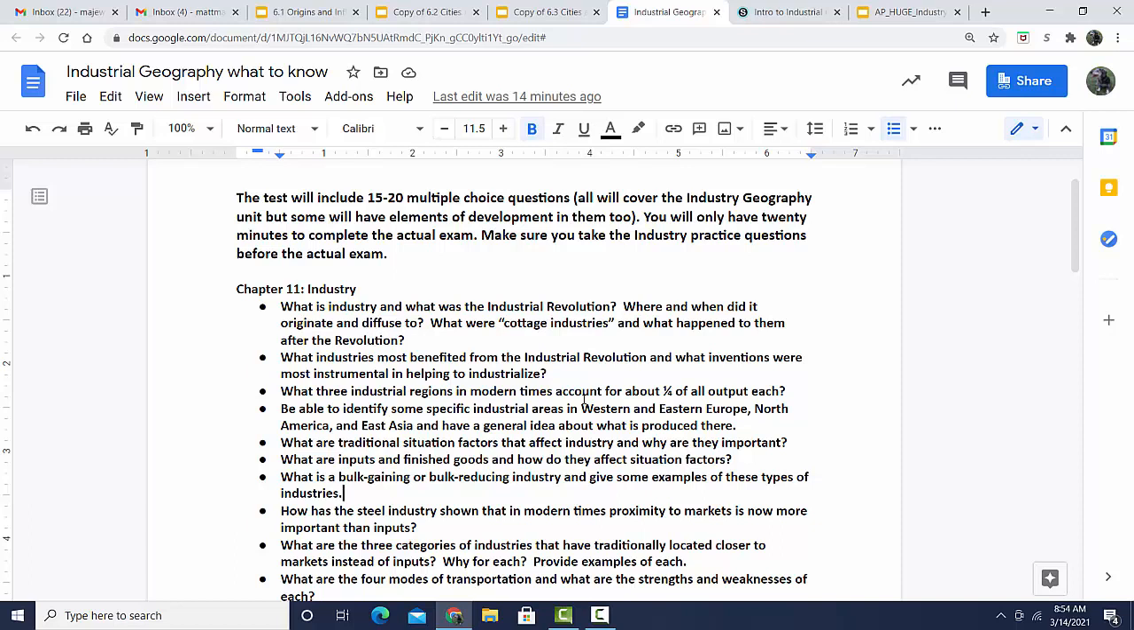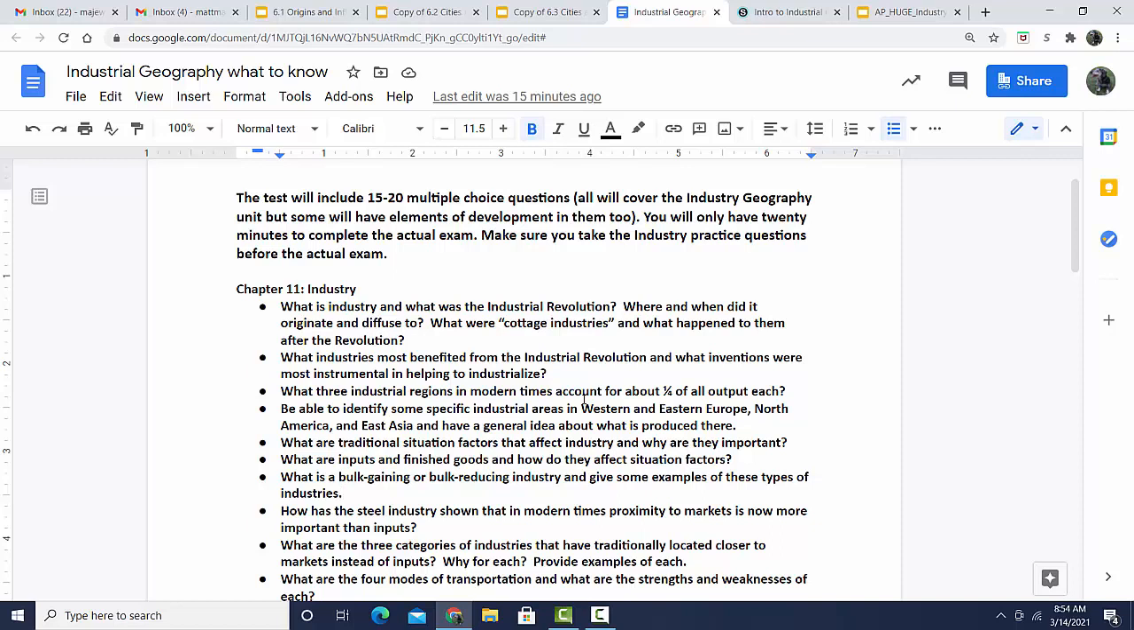And have a general idea about what's produced there. Listen, you don't need to get bogged down in each of these industrial areas. It is incredibly unlikely they're going to ask any question specifically about an area without giving you enough information where you'll be able to figure it out.